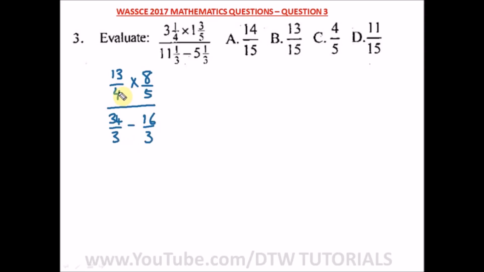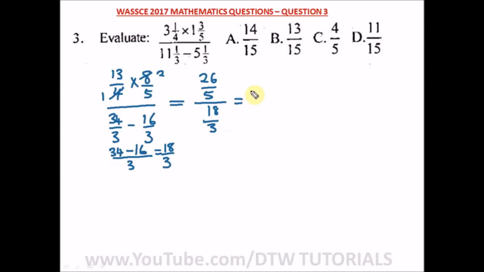So let us solve now. Since it's multiplication, let's deal with this numerator. So 4 will go here 1, and 4 will go here 2 times. So what are we left with in our numerator? We are left with 26 over 5. Now let's solve our denominator. Since this is a minus, we have to subtract. Our LCM here is 3. 3 in 3 is 1, and 1 times 34, we have 34. Minus 3 in 3 is 1, and 1 times 16, we have 16. And what is 34 minus 16? That will give us 18 over 3.